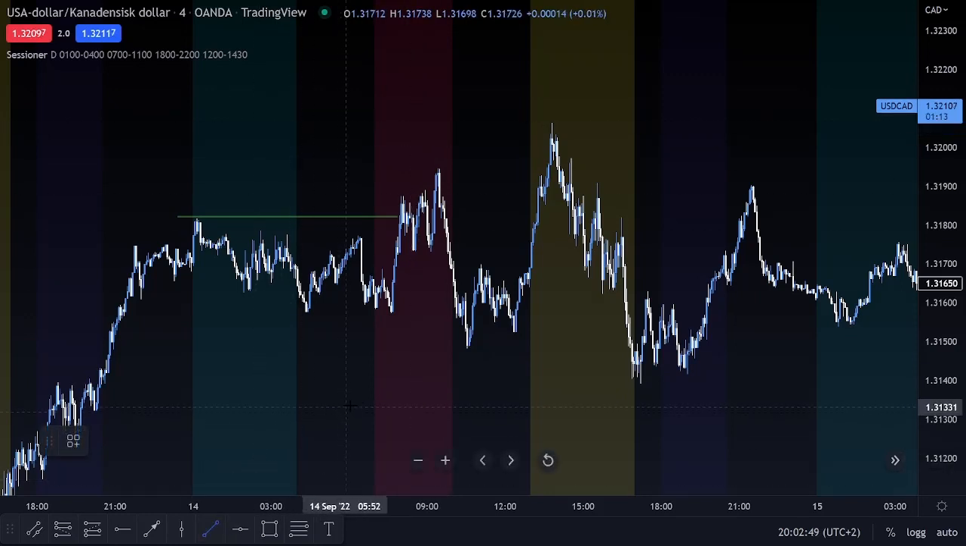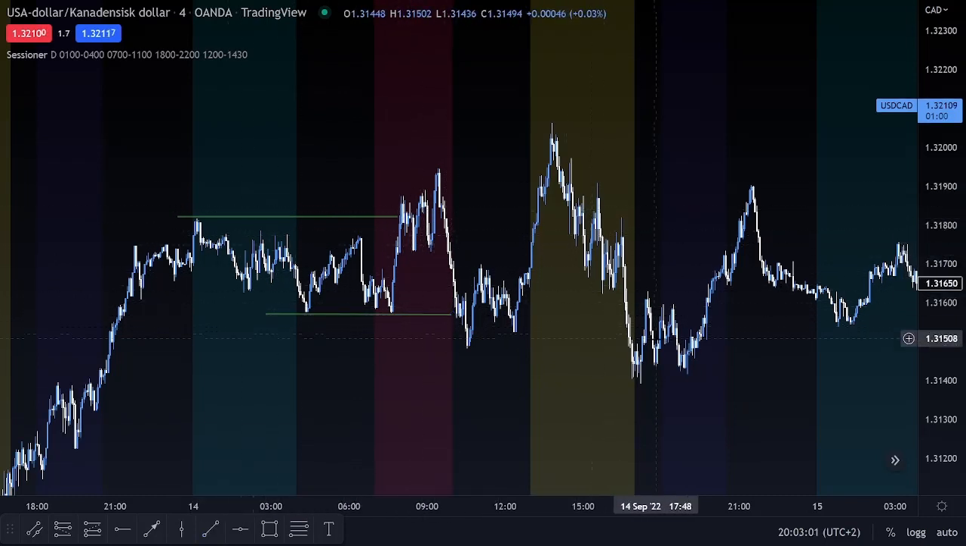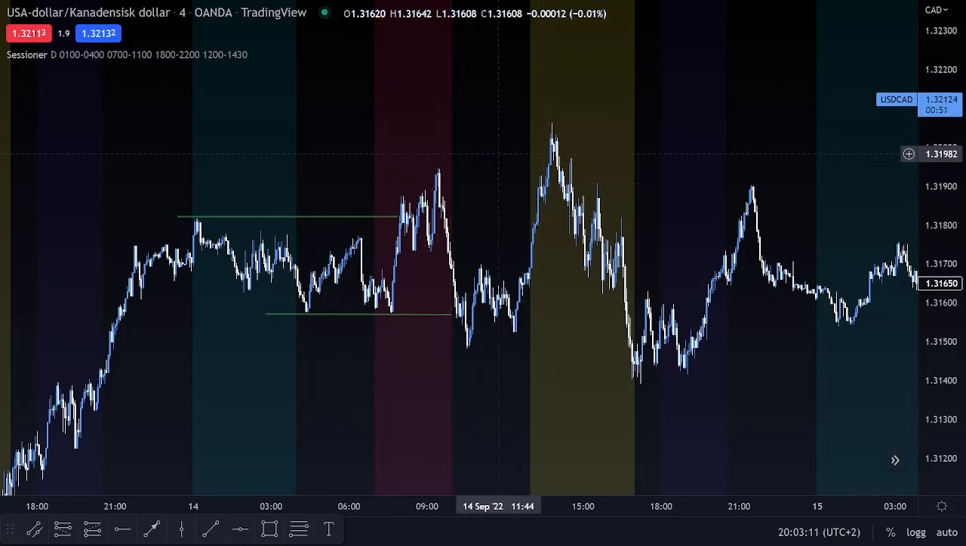So back to the charts. The Asian session puts in a high here, it puts in a low here. So whenever I'm inside a range, it can be a session high low, it can be a daily high low, stuff like that, I'm just waiting for price to break out on one of these sides and see if we get our reversal pattern. So a little bit of chop here.